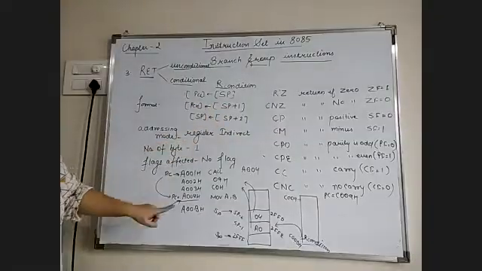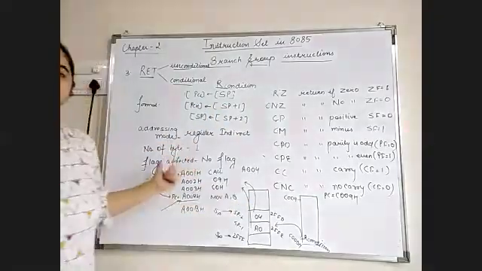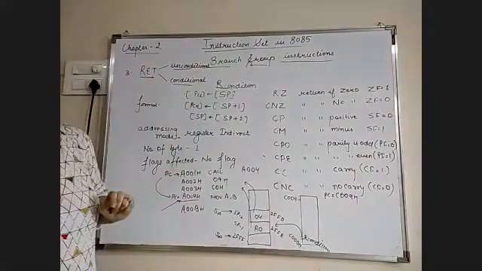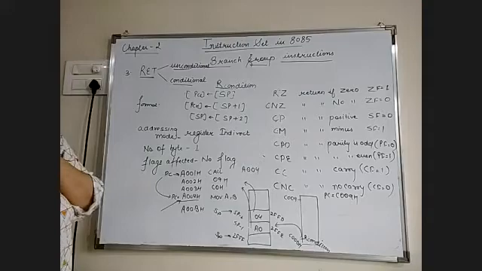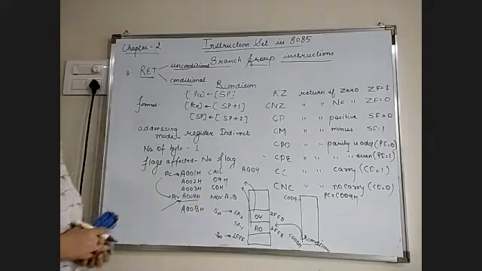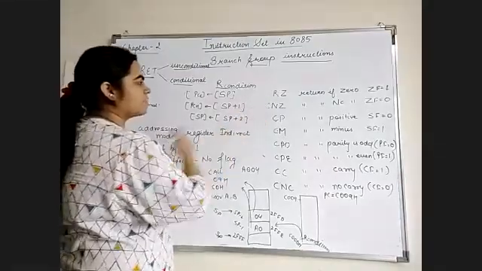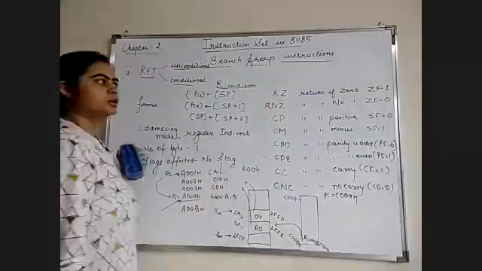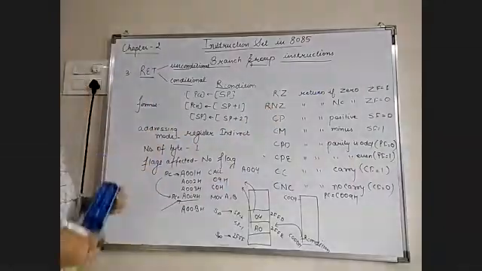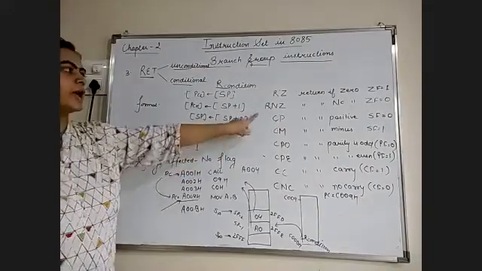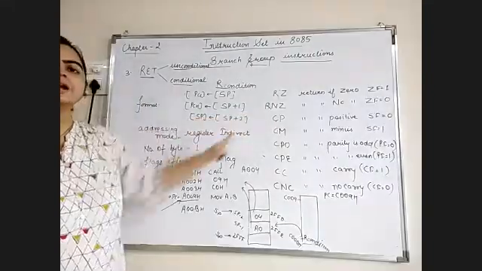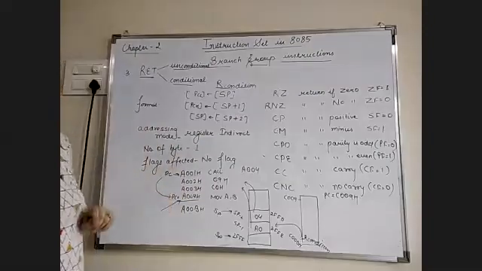See, first we have return if zero. It will return back to the main program if the zero flag has value 1, and if the zero flag has value 0, it will stay in the subroutine program only. The next condition is RNZ, return if no zero. If the zero flag has value 0, it will execute this instruction and come back to the main program, otherwise it will not.